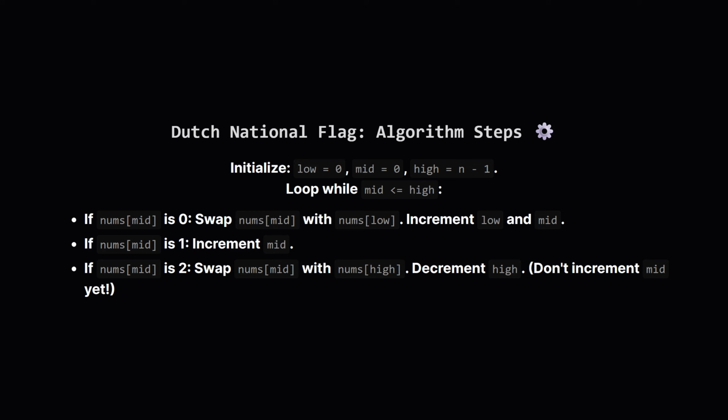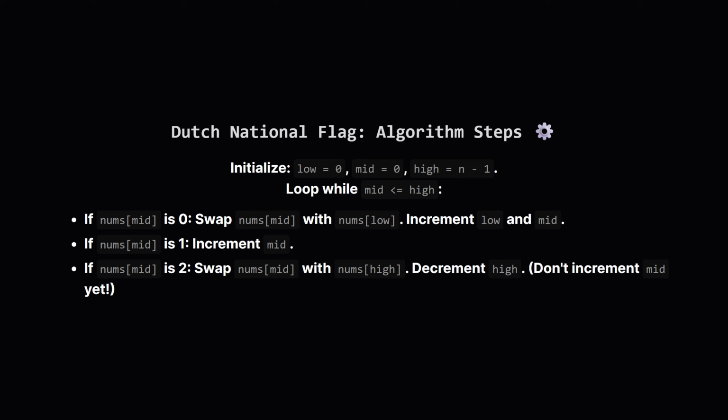Inside our loop, we look at the number at the mid position. If this number is a 0, perfect. Zeros belong at the beginning. So we swap the number at mid with the number at low. Then we move both low and mid one step forward. If the number at mid is a 1, that's also good. Ones are supposed to be in this middle section. So we don't need to swap anything. We just move mid one step forward.